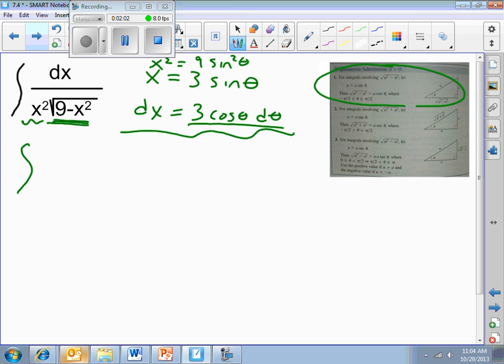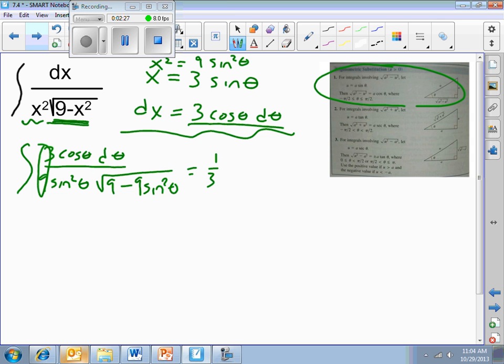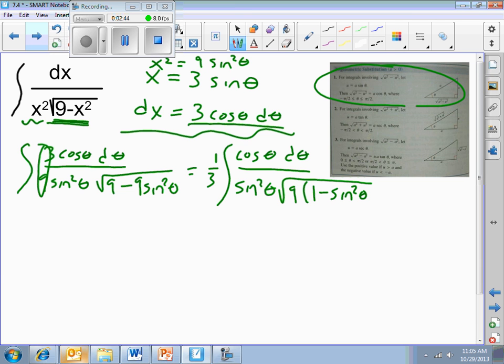dx is now 3 cosine theta d theta. x squared we know to be 9 sine squared theta, times the square root of 9 minus x squared, again 9 sine squared theta. 3/9 can come out to the outside as 1/3. The integral of, let's just simplify where we can, cosine theta d theta over, looks like now we have sine squared theta times the square root of, I'm going to factor out this 9 and make this 1 minus sine squared theta.